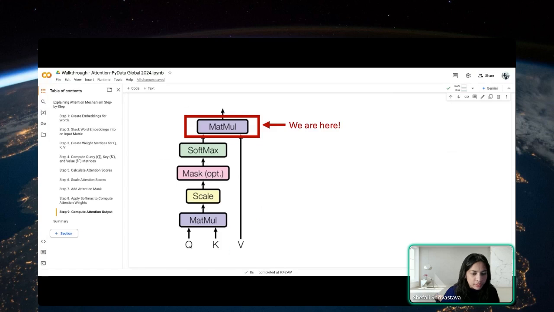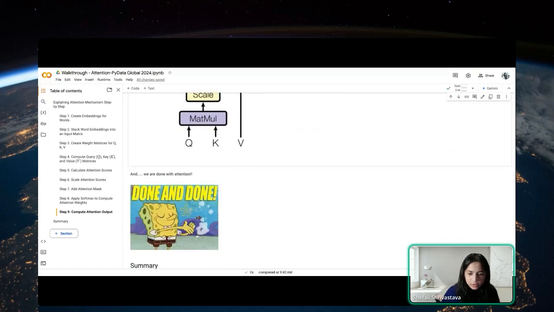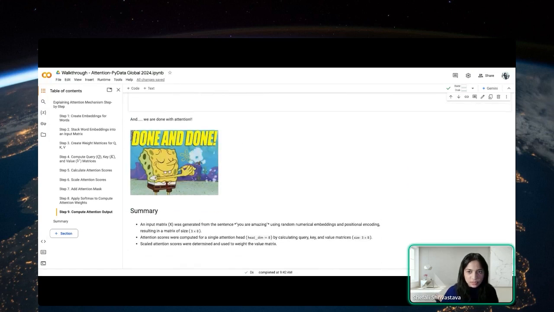All right, so that's it. Let me just quickly go over the summary before I switch to the slides. We started with the sentence, "You are amazing." We used random numbers of size 8 dimension to generate vector embeddings or word representations. We started with a 3 by 8 matrix, which had positional encoding as well. We went through the attention mechanism. We covered the query, key, value matrices. We initialized the weight matrices for them, and we calculated the attention score.